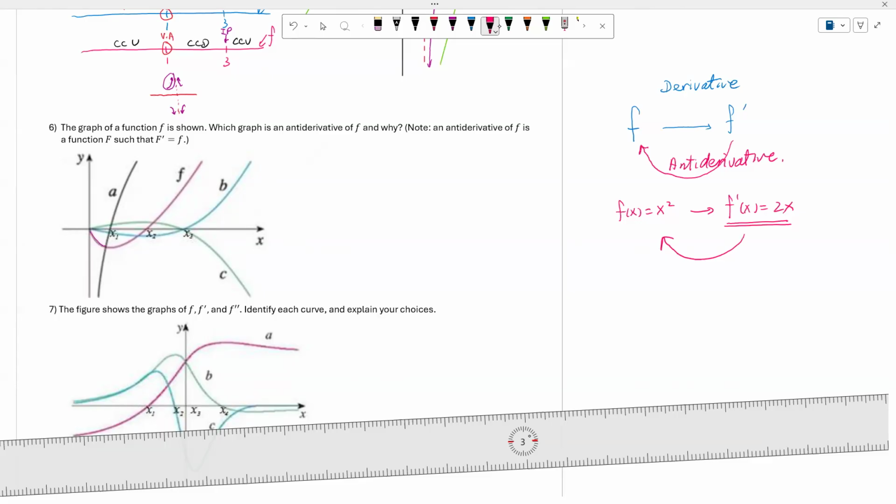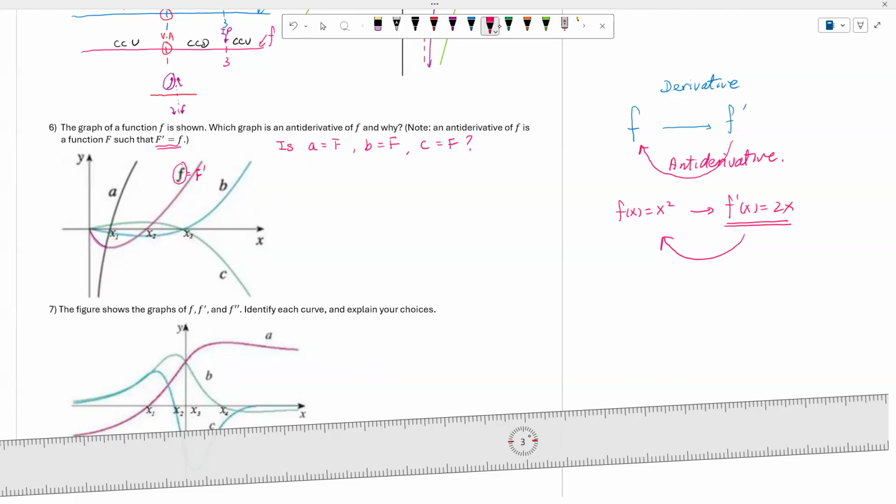A little bit easier to understand: right now, this f function is the derivative of some function capital F. Then I would like to find the function capital F. So in this case, you should ask yourself whether a is the capital F, or b is the capital F, or c is the capital F, which is the antiderivative of this f function right here.